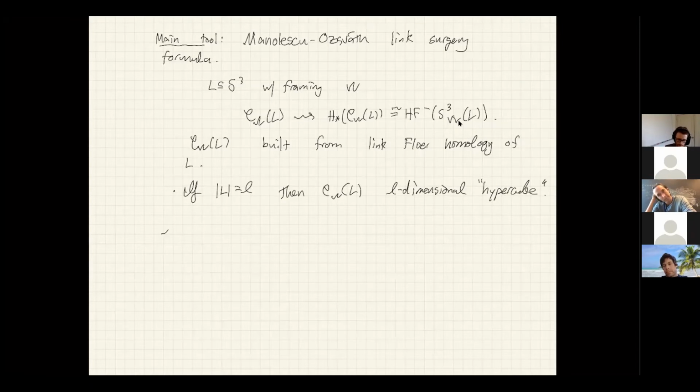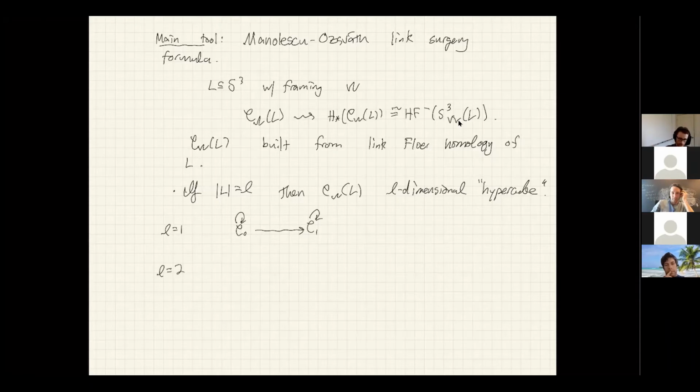Concretely, that just means that you have some filtration by the cube. If L is 1, then I have a one-dimensional cube of chain complexes, which means the differential looks like this. I have two chain complexes, C0 and C1, which have some internal differentials. And then the link surgery formula is a mapping cone from C0 to C1. So I have some differentials going from C0 to C1, and then I have internal differentials.